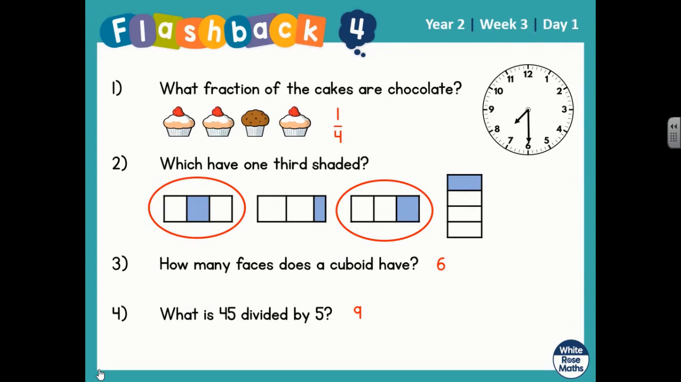And then the clock. I want to say 6:30, but that's wrong, isn't it? It's 6:30 and the hour hand has gone past the 7. So it's 7:30.